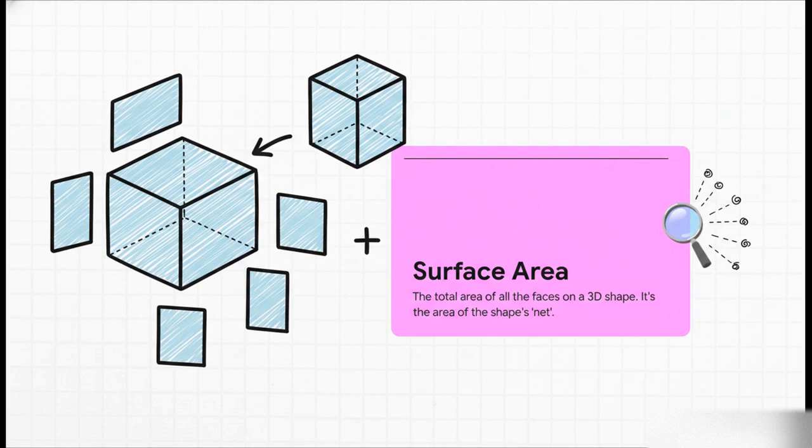So it's pretty simple then. If a cuboid is just made up of 6 rectangular faces, its surface area is nothing more than the total area of all those faces added together. And here's the good news. You already know how to find the area of a rectangle. So you just do that 6 times, add up your answers, and you're done.